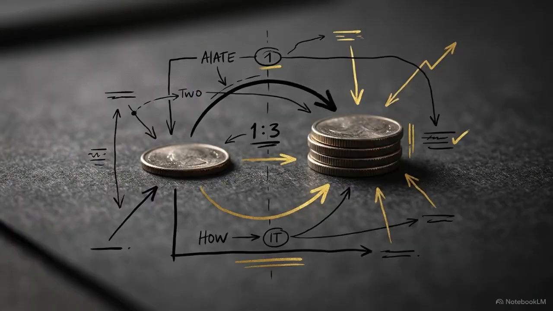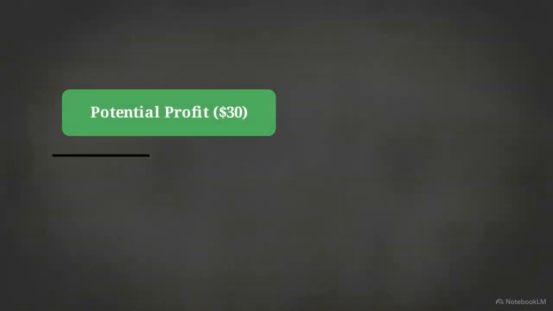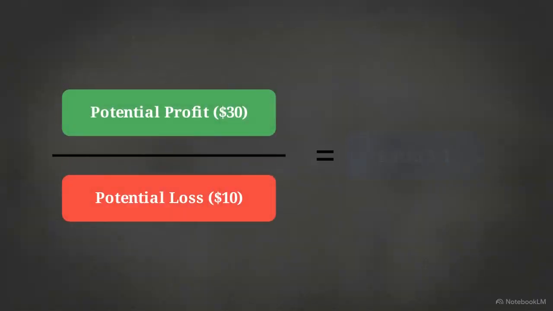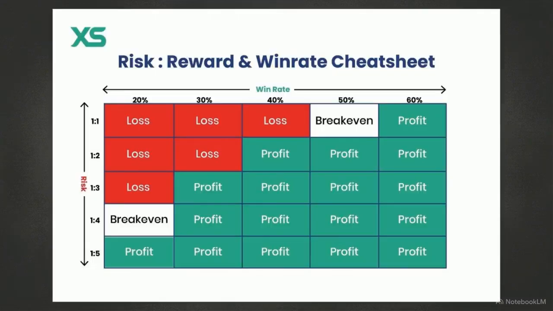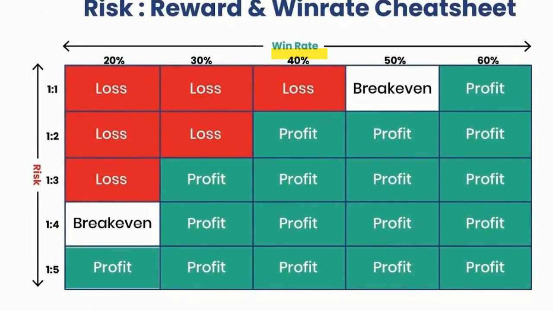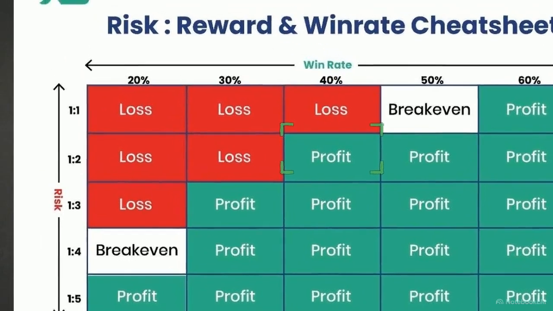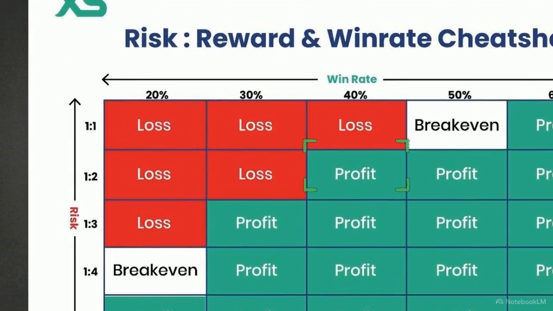Step 5 is the risk-to-reward ratio. This is your final quality filter. You simply divide your potential profit by your potential loss to see if the trade is worth the attempt. This cheat sheet reveals the math of survival. You don't need a high win rate to be profitable. Look at the 40% win rate column. Even if wrong more often than right, you maintain profitability if your winning trades are consistently twice your losses.